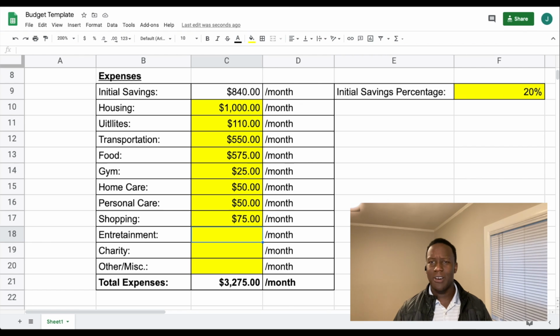I'm not someone to go out to the movies or things like that. I usually like to stay at home. So again, I'm going to keep this at $50. I'm going to put this at $50 a month, and I won't put a multiplier in there.